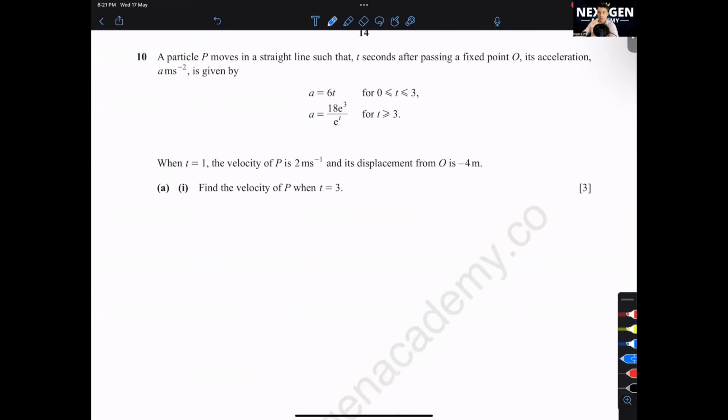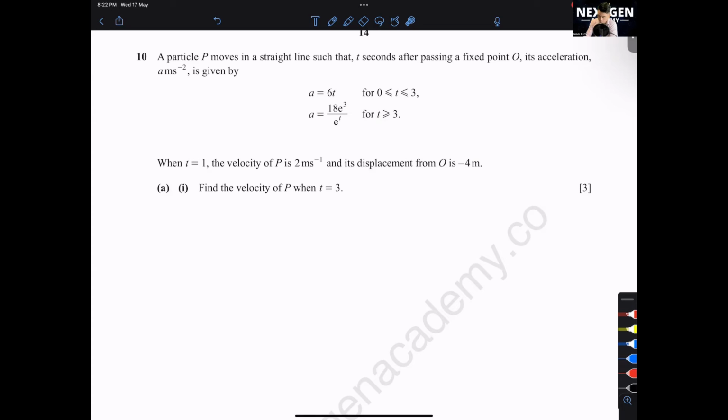Okay, question 10 over here. A particle moves in a straight line such that t seconds after passing a fixed point O, its acceleration a is given by this. So you all see over here, what this means is that from 0 to 3 the time, it follows this motion. T more than or equal to 3, then it will follow this motion. You all see there's something that's common. When t is equal to 3, you can apply it for this formula and for this formula. So both of them are the common one.